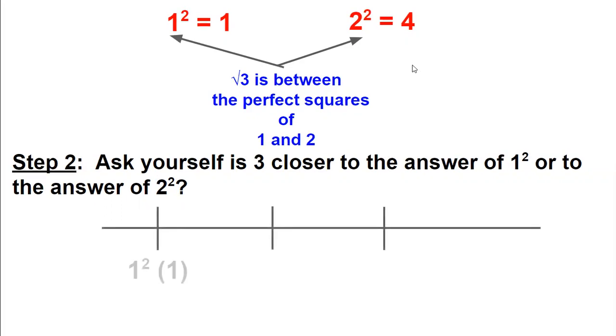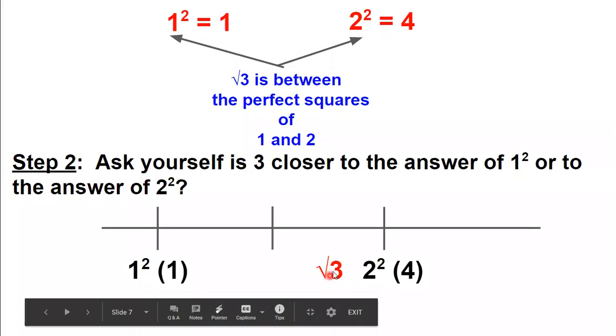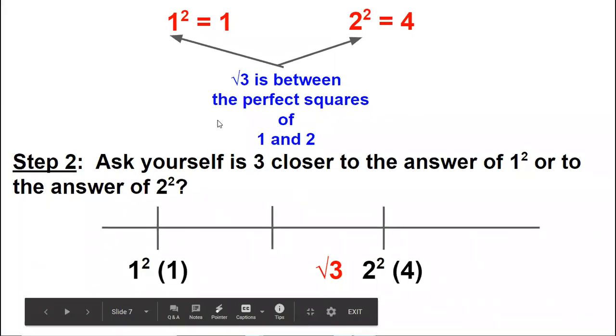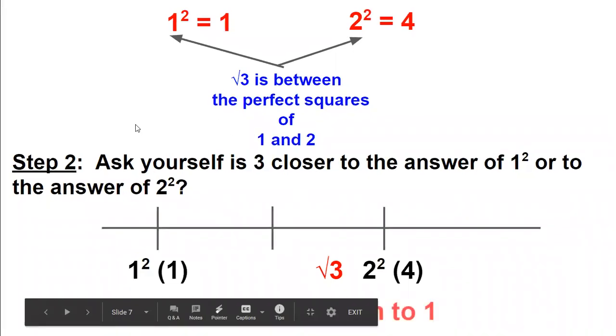So let's take a look on the number line. 1 squared is equal to 1. 2 squared is equal to 4. And the square root of 3 there is closer to 2 squared than it is to 1 squared. See where I put it there? I put it right here, closer to 2 squared, right? So this is 1. This is 4. This is halfway in between. By the way, what's halfway in between 1 and 4? Let's go on.